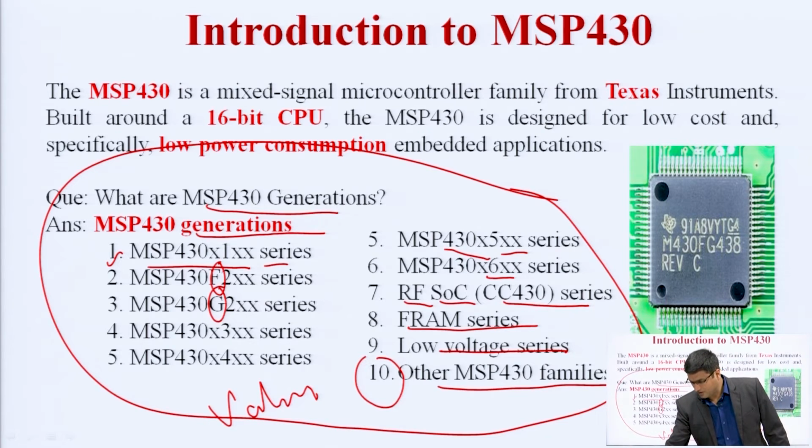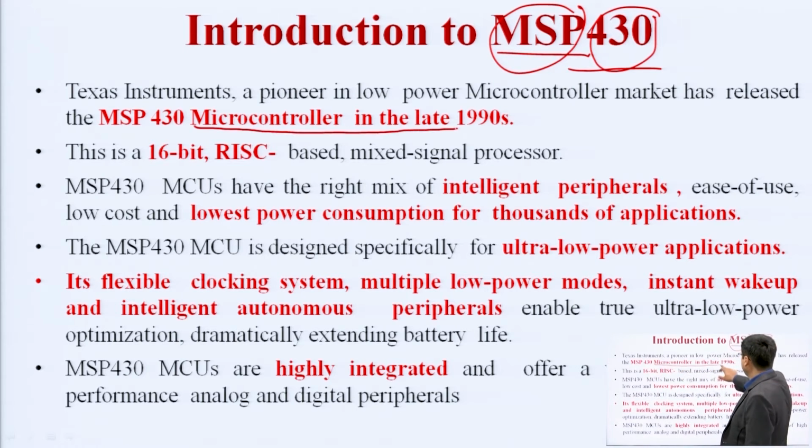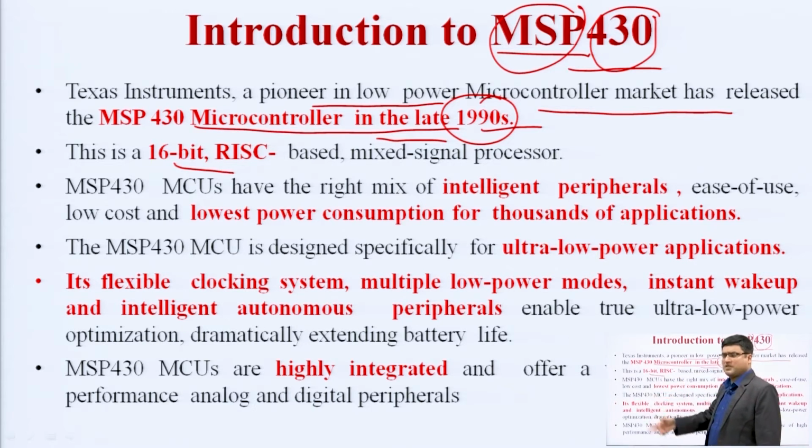So let us see some introduction of MSP430. Already we have said that MSP means mixed signal processor, and 430 is the series. The MSP430 microcontroller was launched in 1990 by Texas Instruments. Texas Instruments, a pioneer in low power microcontrollers, released this type of microcontroller in the late 1990s. Basically this is a 16-bit microcontroller. We have seen that it can work on 16 bits of data at a time.